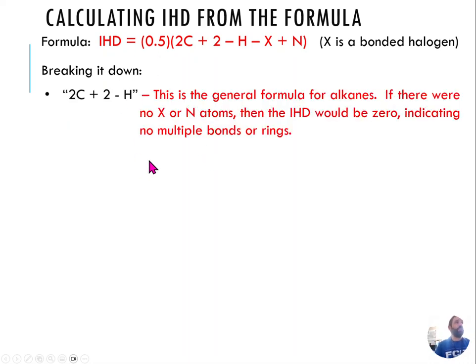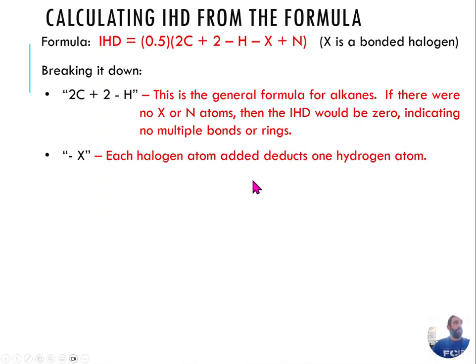So if we break down the individual parts, 1/2 times (2C plus 2 minus H) is actually just the general formula for alkanes. If you had an alkane with 0 halogens or nitrogen atoms bonded, then the IHD would be 0, indicating that there are no multiple bonds or rings in that structure. If we just take methane, for example, methane is 1 carbon, 4 hydrogens. So 2 times 1 is 2 plus 2 is 4 minus the 4 hydrogens is 0, and 0 times 0.5 is 0. You can do that for any alkane, plug it into this equation, and you'll end up with an IHD of 0. X refers to a halogen, and each halogen deducts 1 hydrogen atom from a molecule.